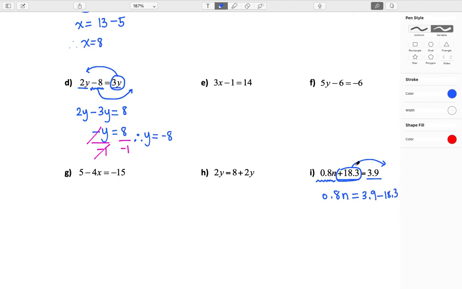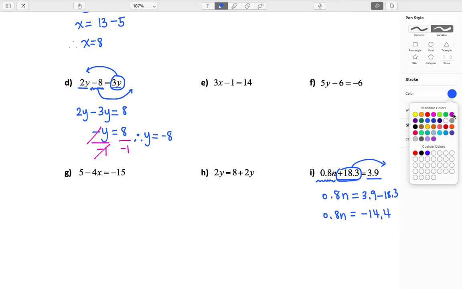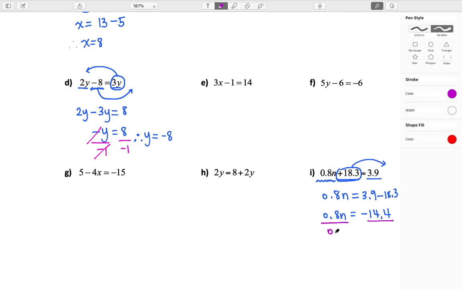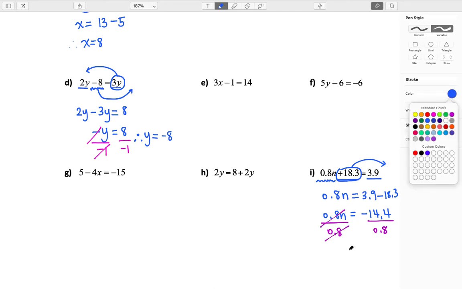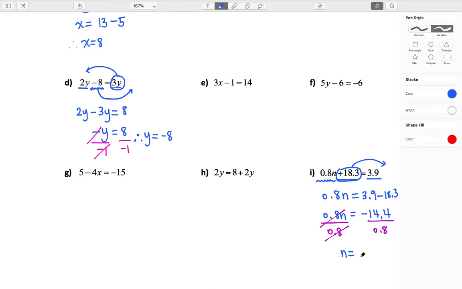Opposite every time you move. So 3.9 minus 18.3 gives you negative 14.4. Now, what's in front of n? 0.8. So we're going to divide both sides by 0.8, cancel and cancel. Therefore, when you divide it, it gives you negative 18.